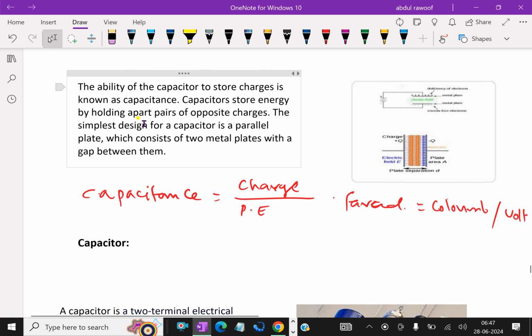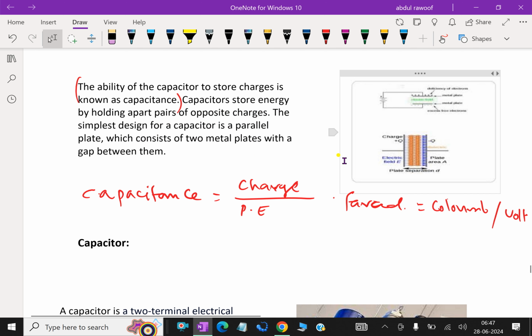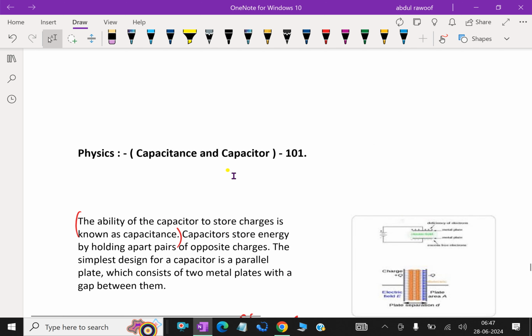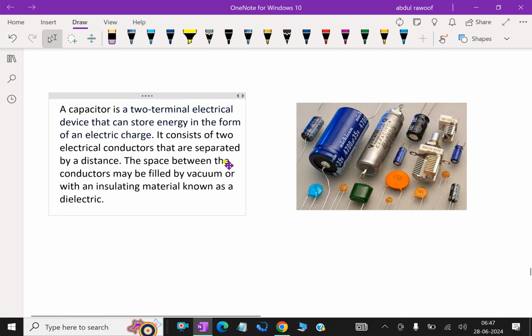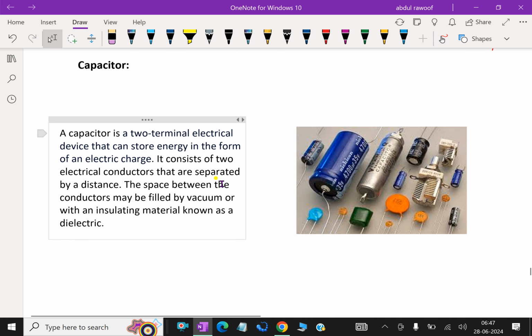The ability of the capacitor to store charge is known as capacitance. Capacitors store energy by holding apart pairs of opposite plates that are charged. The simplest design of a capacitor is a parallel plate, which consists of two metal plates with a gap between them. Next, we define what a capacitor is.